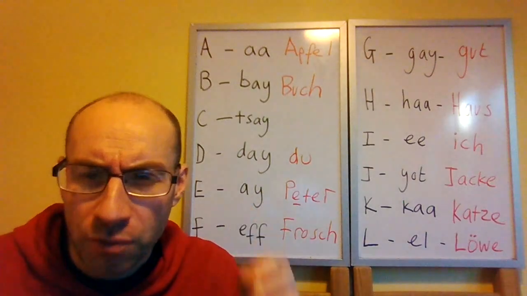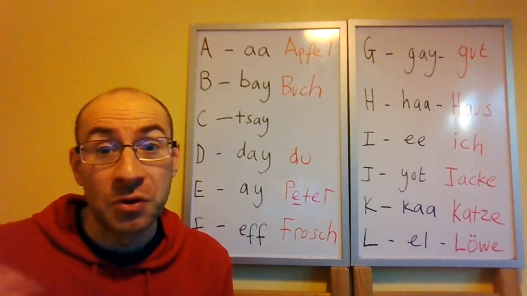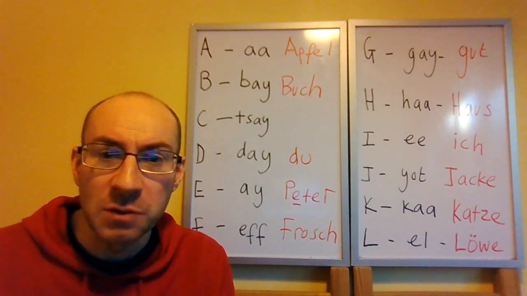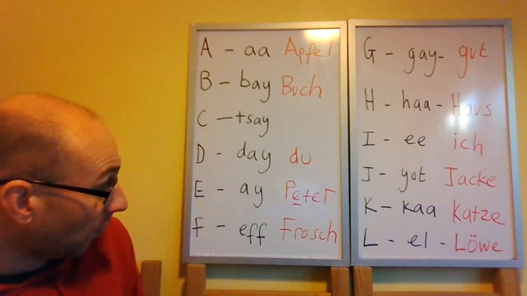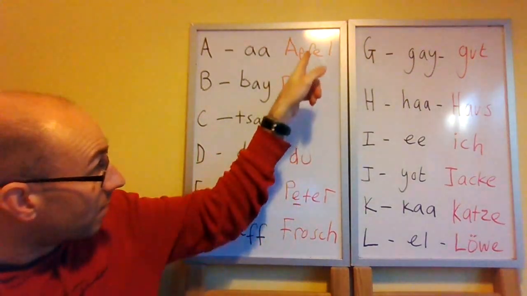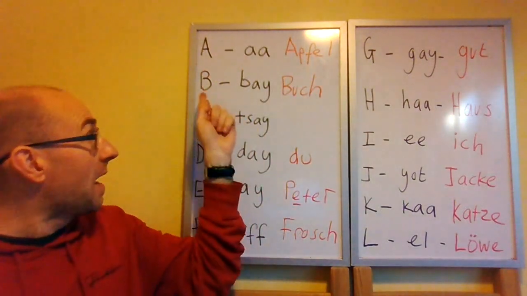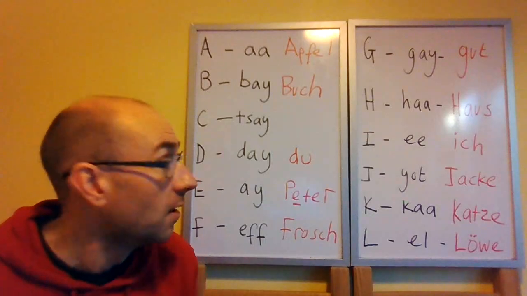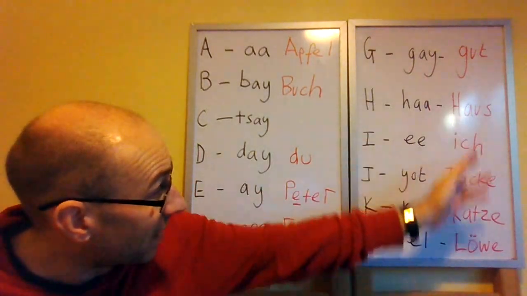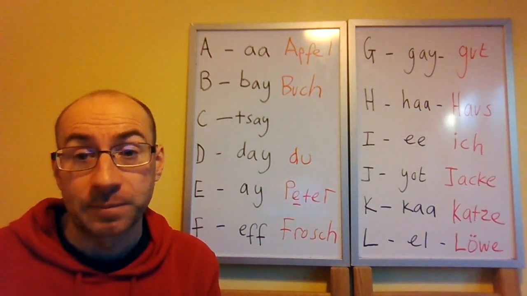So, I want you to practice saying these. You might need to watch this video another time, maybe even 3 times, just to help go through these words, get these letters, get the sounds in your head. It will be helpful if you practice saying these words and maybe learn them. A, Apfel. B, Buch. F, Frosch, for instance. Alright? But they're just really to help you. So, that's your first lesson on alphabet.